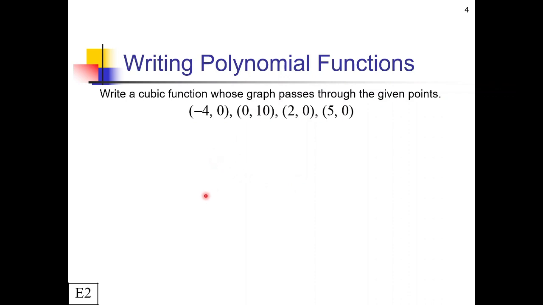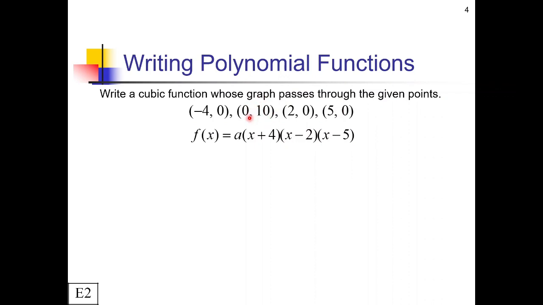So my first 0 going left to right, we've got negative 4. That's negative 4 comma 0. So we're going to have a parentheses x plus 4. And then let's see, this next one has a 0 in it, but this is actually a y-intercept, not an x-intercept, because the x value is 0 and the y value is something else. So we'll use this one later on. This next one here, we've got x minus 2, and then finally x minus 5.